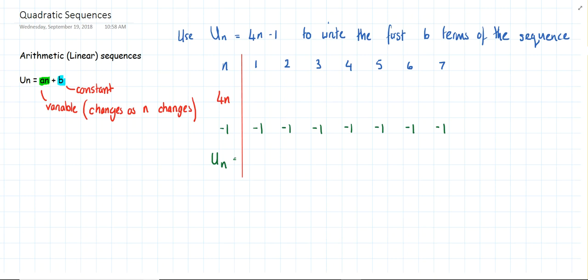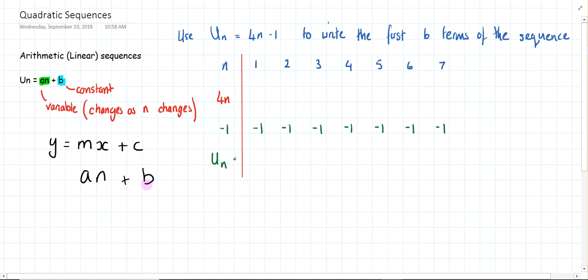You may well recognise, over here, y equals mx plus c. Recognise that from your straight lines? So if I change the x to an n, which you're allowed to do because you can use any letters, and change the m to an a and the c to a b, and the y to a un, it all means the same thing, it's just different letters.